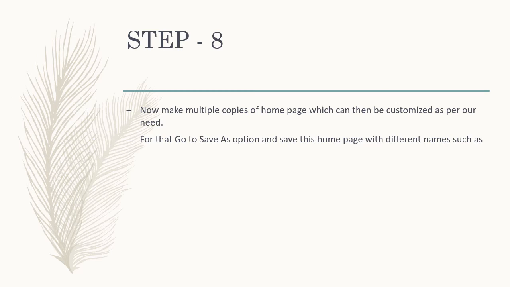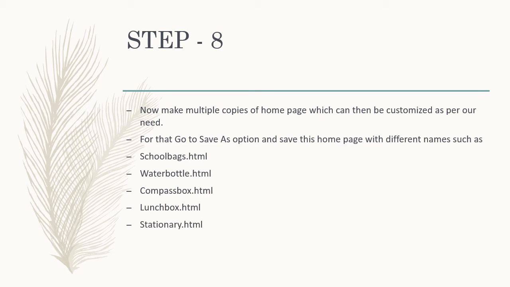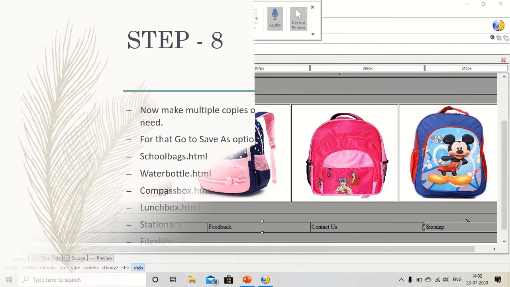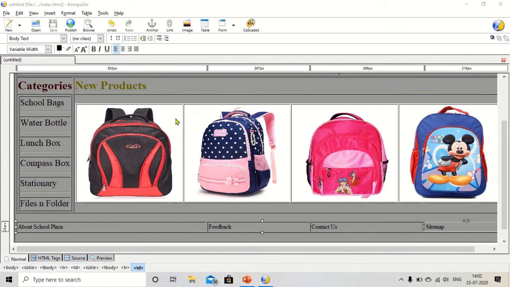So for that, go to save as option and save this home page with different names such as schoolbags.html, waterbottle.html, compassbox.html, lunchbox.html, stationery.html, and some other options which are given at the bottom of the page. So let's see how to make multiple copy of this same home page.